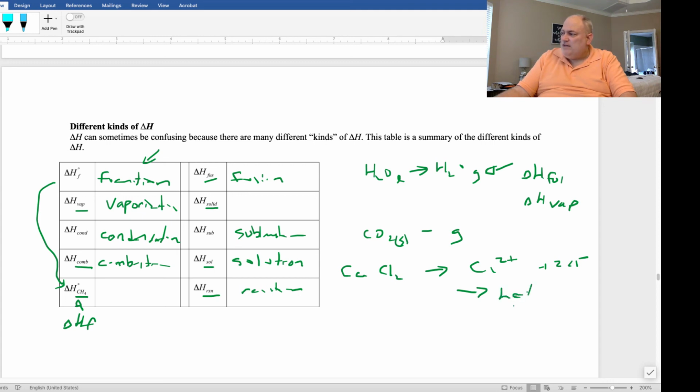I've seen the same thing happen with NaOH. If I take NaOH and throw it into water and try and dissolve it, it gives off a lot of heat as well. I apologize for the messiness of this, but all you have to really take away from this video is that these things down below here are ways to be a little more specific on what type of enthalpy we're dealing with. Hopefully this is marginally helpful. Thanks. Bye.